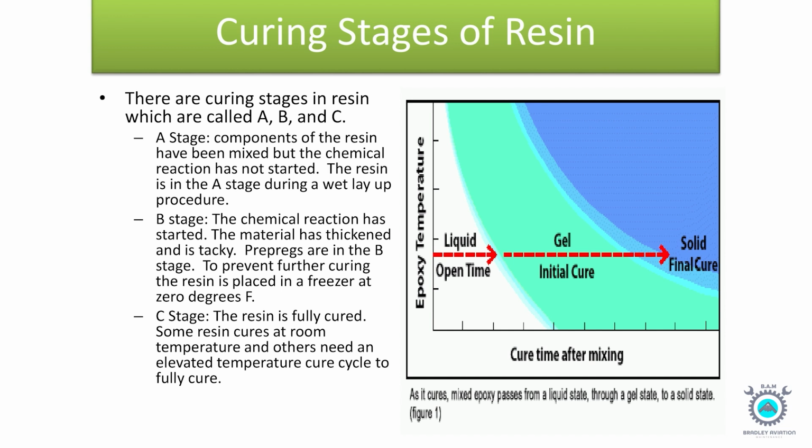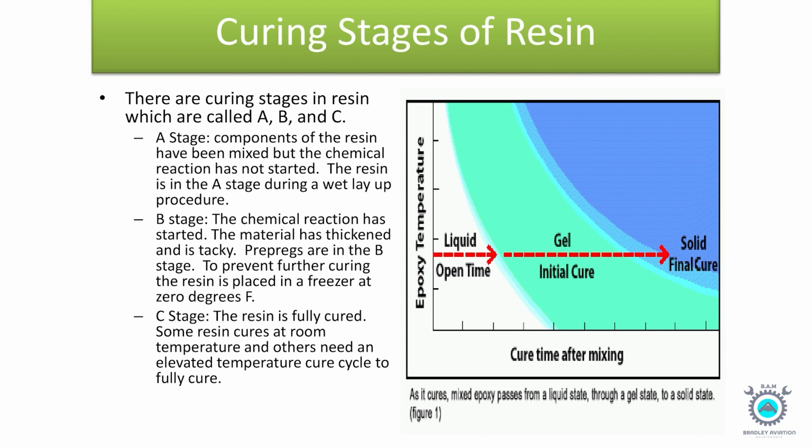A stage: components of the resin have been mixed, but the chemical reaction has not started. The resin is in the A stage during a wet layup procedure. B stage: the chemical reaction has started. The material has thickened and is tacky. Prepregs are in the B stage.